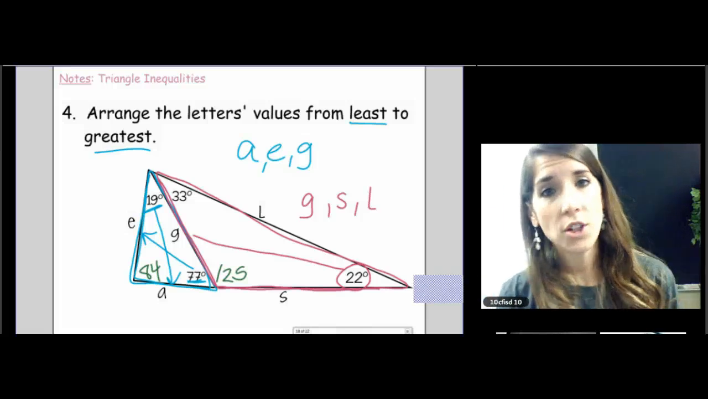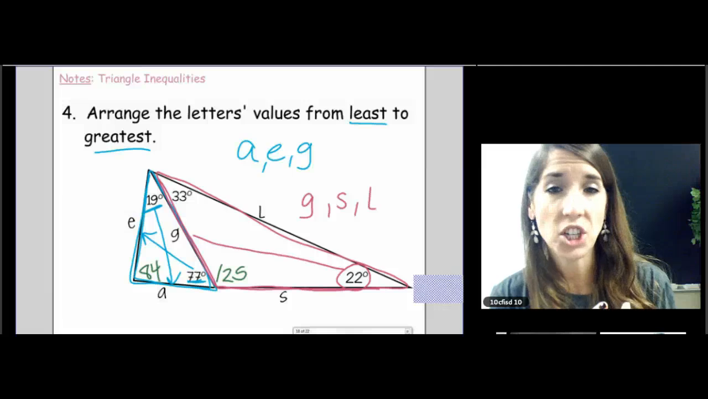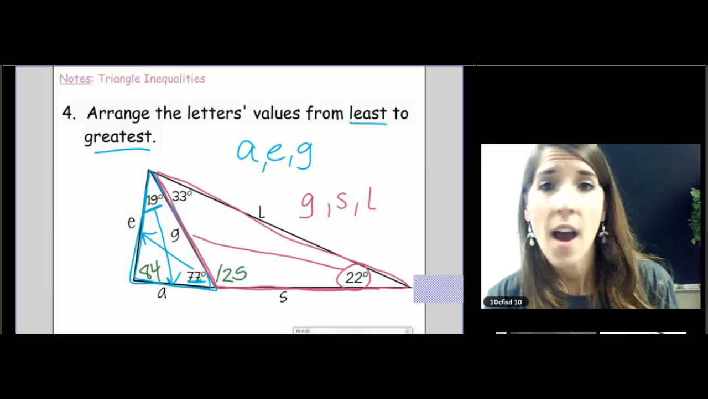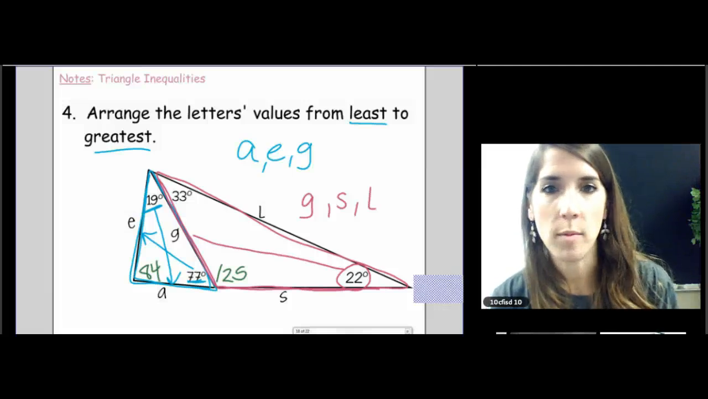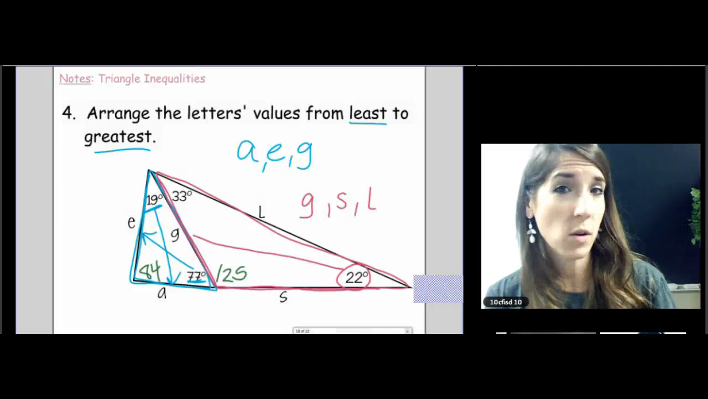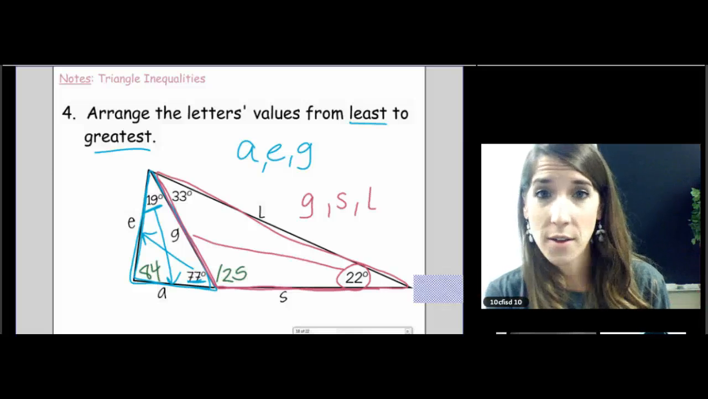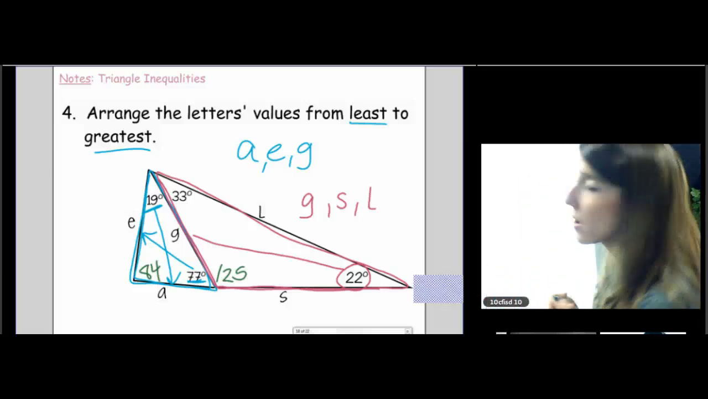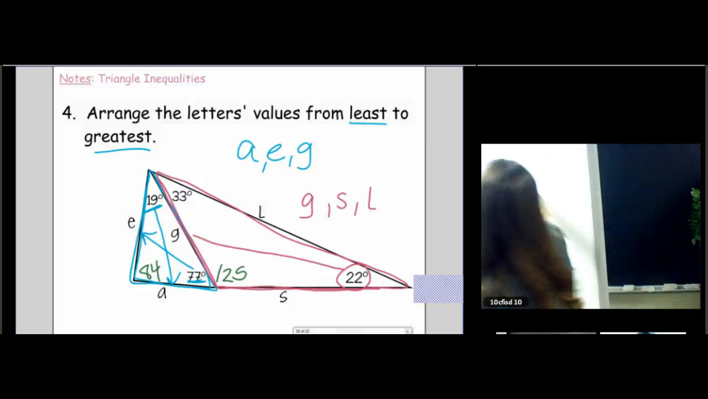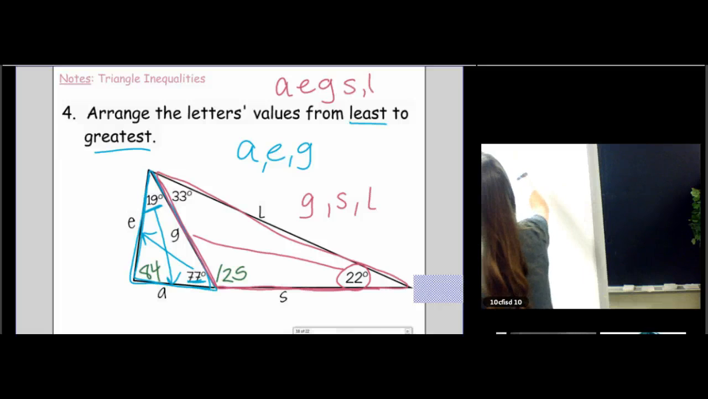Notice, on one triangle, I ended with G, and on the other triangle, I started with G. If that wouldn't have happened, I would not have been able to solve this problem. I had to have left off on G and started with G for this problem to work, because you can't ever compare angles to another triangle. Like I said at the beginning, you have to do one triangle at a time. So my final answer would be A, E, G, S, L.